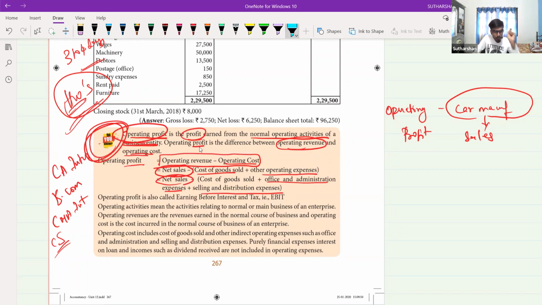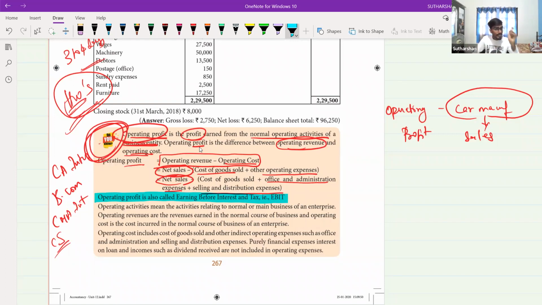Then this is an important statement you need to remember. Operating profit is also called earnings before interest and tax, EBIT. That is nothing but EBIT. EBIT is nothing but I am earning that before I'm paying an interest, before I'm paying a tax.